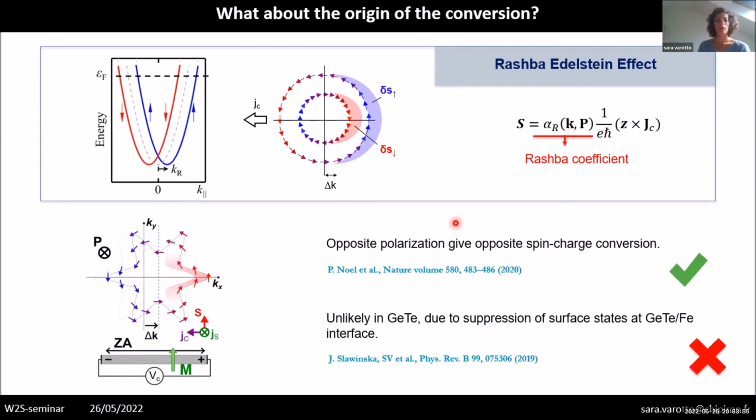However, in our case, we don't expect this effect to be at play because in germanium telluride, when it's interfaced to the iron, we have a suppression of the surface states, the surface Rashba states, and we measured this, and it's also proved by density functional theory calculations. So even though by inverting the polarization we could expect different spin charge conversion because we are changing the chirality of the spin texture, in this case, it's not applicable. So it must be another mechanism.